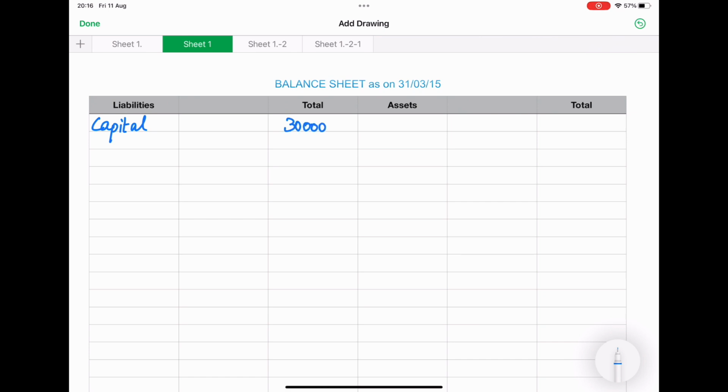Next, in the last additional information, they have given increase in general reserve by 3,000, which means we have to add it to general reserve. Already in the question they have given general reserve 750. Increase in general reserve, we are going to add now: 3,000. So the total will be 3,750.